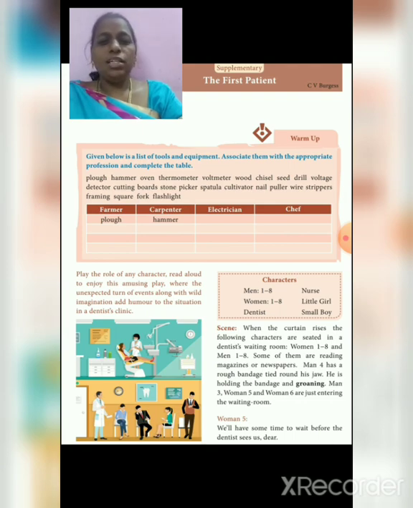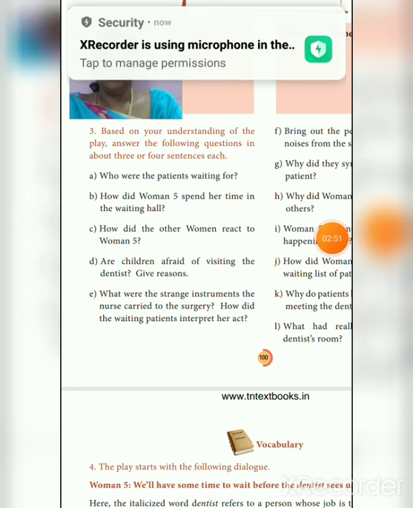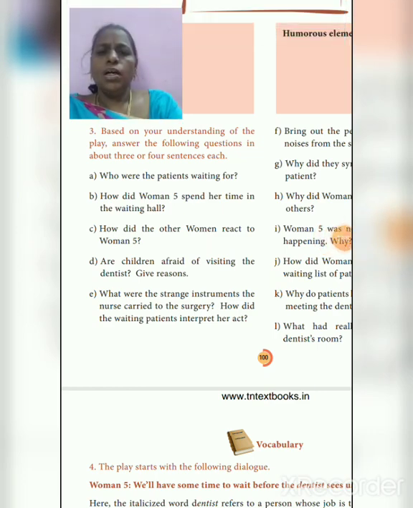Okay, dear children, I think you can understand easily. Now I am going to give the questions based on your understanding of the play. Answer the following questions in about 3 or 4 sentences each. So here we have 12 questions. You can write at least 3 to 4 sentences.